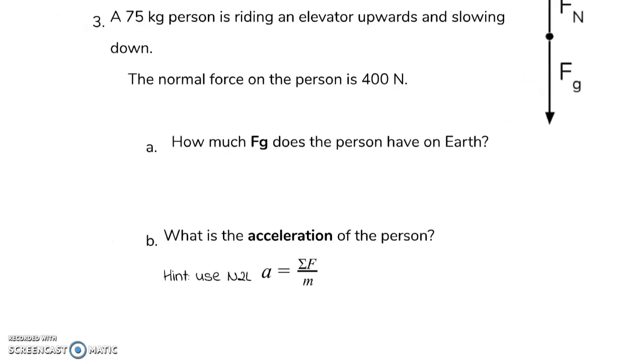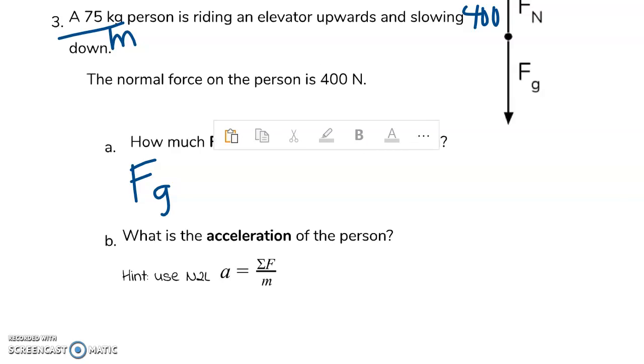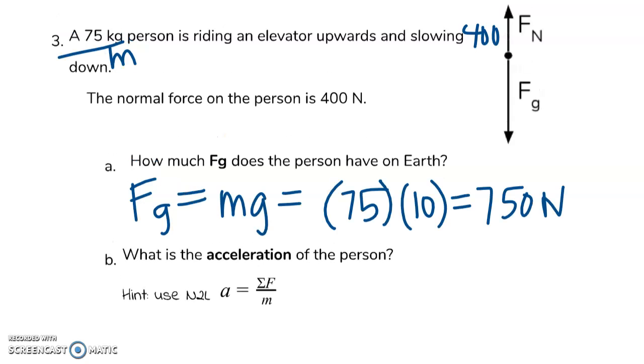Number 3. A 75 kilogram person, that's mass, is riding an elevator upwards and slowing down. The normal force on the person is 400. This information I can add to my diagram. I can say that the force upward is 400 newtons. How much Fg does this person have? The force of gravity on this person is their mass times 10, which is 750 newtons.